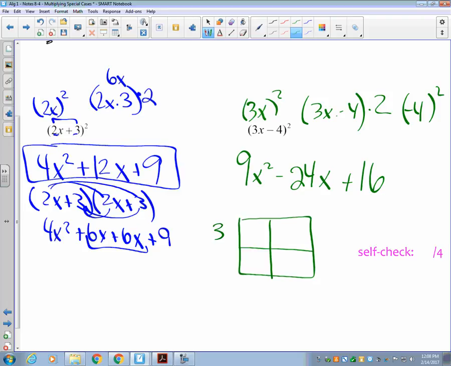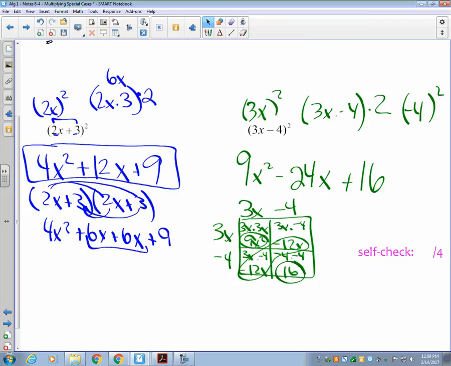So we got 3x and we got negative 4. 3x and negative 4. 3x times 3x is 9x squared. 3x times negative 4 is negative 12x. 3x times negative 4 is negative 12x. And negative 4 times negative 4 is 16. What a whirlwind this is. That's why we have the 9x squared. Combine our negative 12x and negative 12x to get negative 24x. And our 16 rounds off our problem.